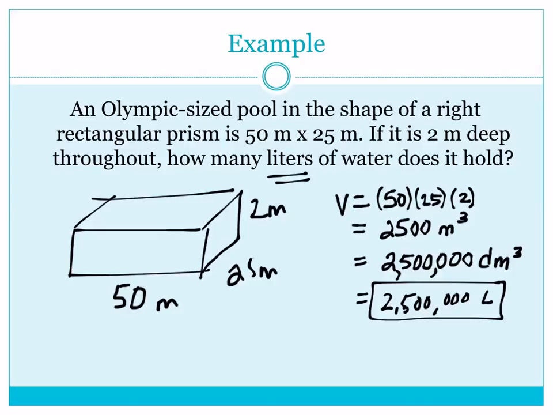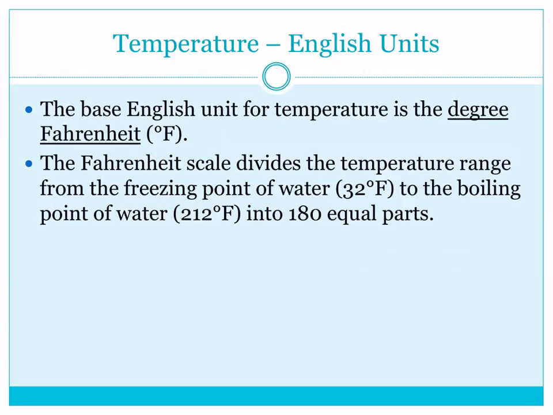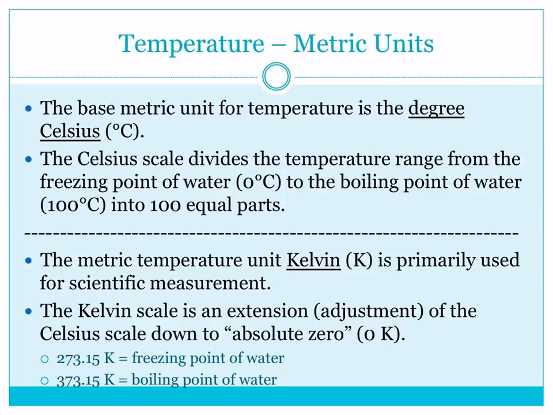All right, we are going to fly through temperature. You guys ready? Fly. Okay. The base English unit for temperature is called the degree. It's degrees Fahrenheit is what we're comfortable and used to using. The Fahrenheit scale divides the temperature range from the freezing point of water, which is 32 degrees, to the boiling point of water, which is 212 degrees, and it divides it into 180 equal parts. The base metric unit is degrees Celsius. The Celsius scale divides the temperature range from 0 to 100 into 100 equal parts.